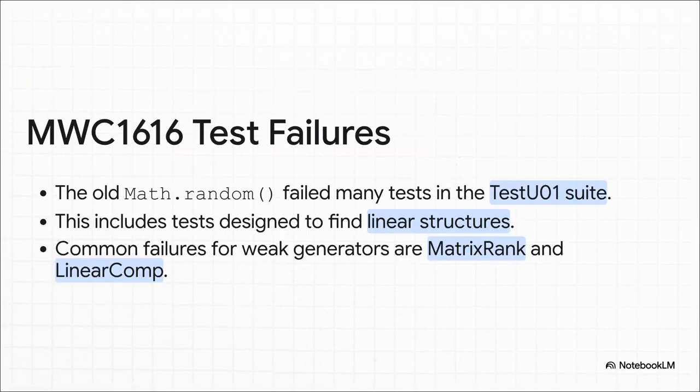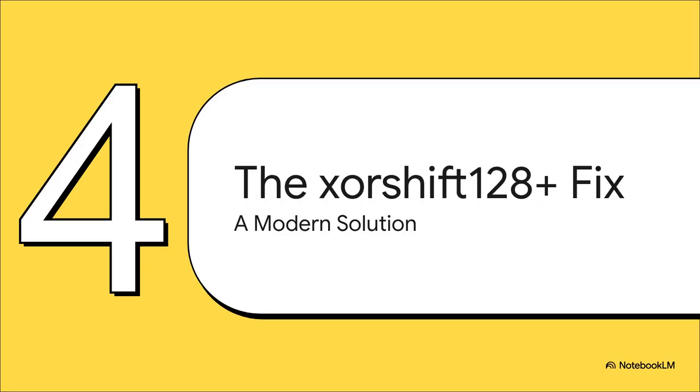And this is exactly the kind of weakness TestU01 is built to find. The old Math.random failed specific tests like matrix rank and linear complexity, tests designed to detect these hidden linear patterns. The math was undeniable; the randomness was just low quality. So the V8 team needed a replacement, and fast.